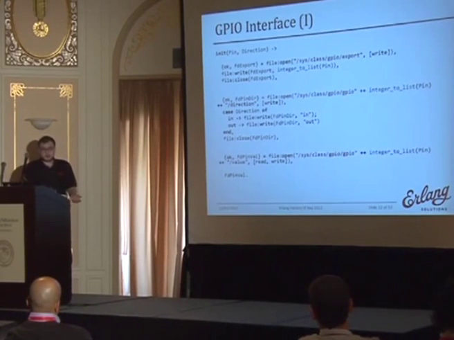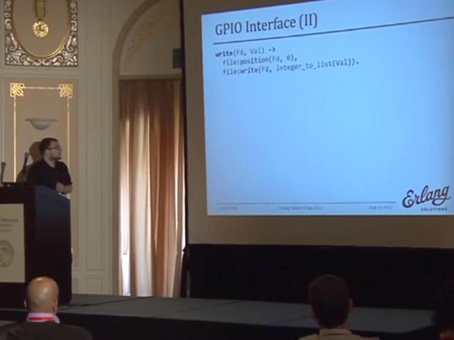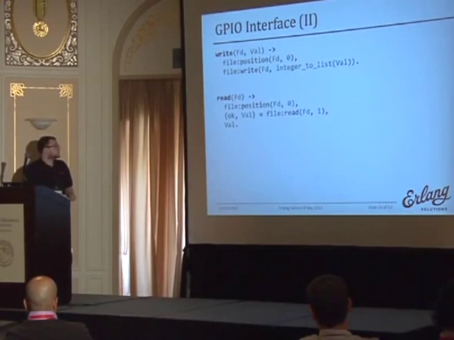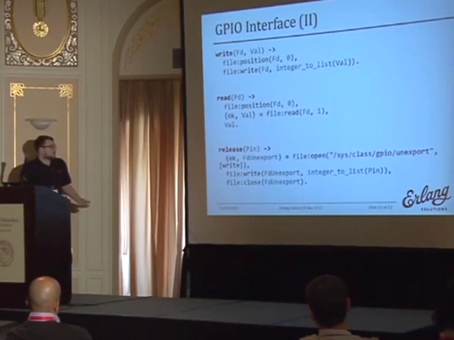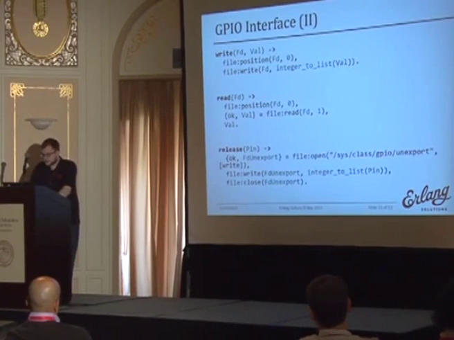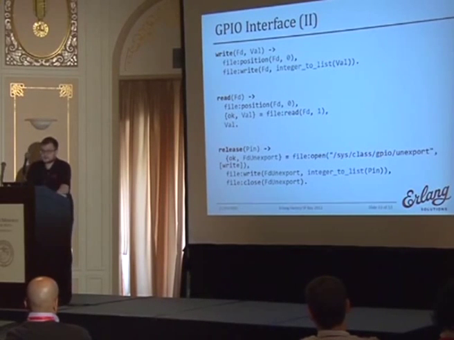If you have a Raspberry Pi or a BeagleBone, if you actually run this, you'll be able to control LEDs and stuff. And writing to it is just a simple case of rewinding the file and sending 1 or 0 to it. And reading it is exactly the same. It's just the other direction, of course. And you can also release the pin after you're done with it. So this is essentially what your GPIO driver can look like.